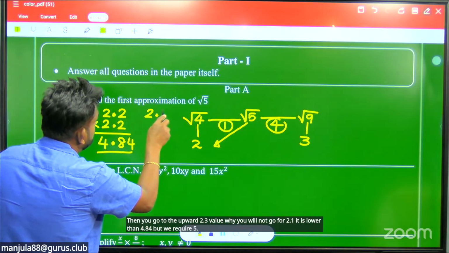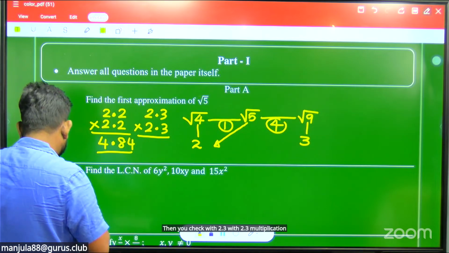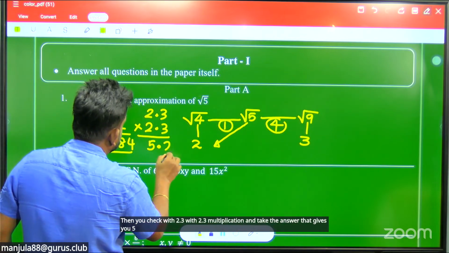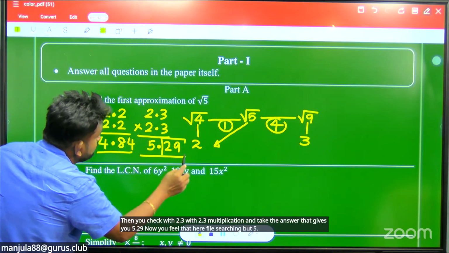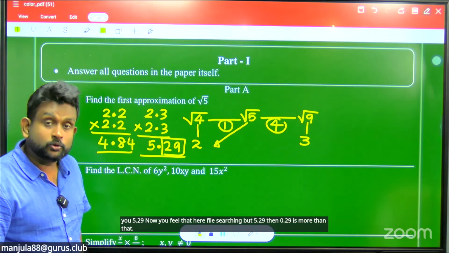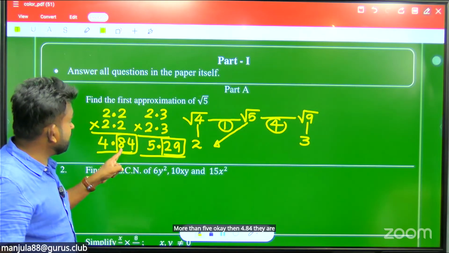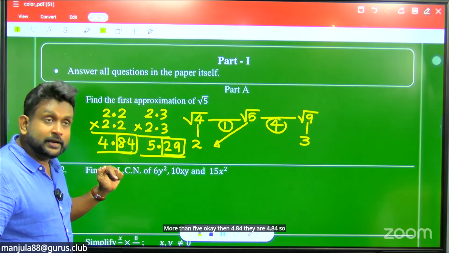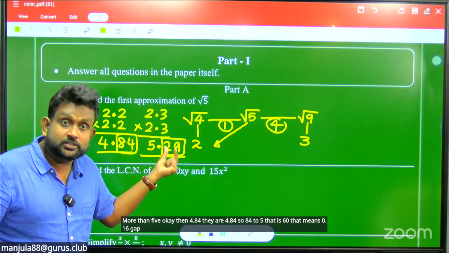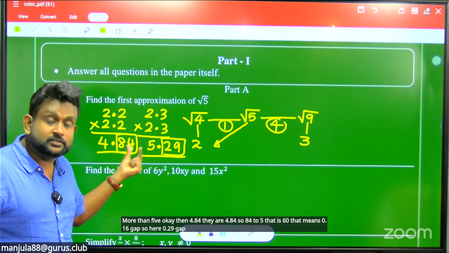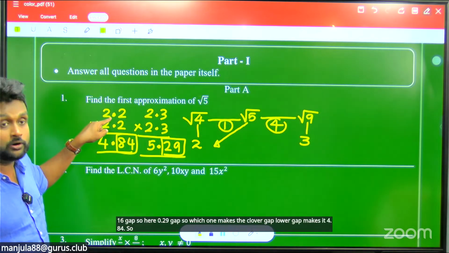Then you check with 2.3. Multiplying gives 5.29. Now we are searching for 5, but 5.29 is 0.29 more than 5. For 4.84, the gap from 84 to 5 is 16, that means a 0.16 gap. So here the gap is 0.29. Which one makes the lower gap? The lower gap is made by 4.84. So 4.84 belongs to 2.2.